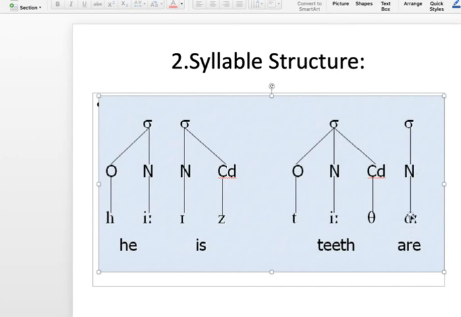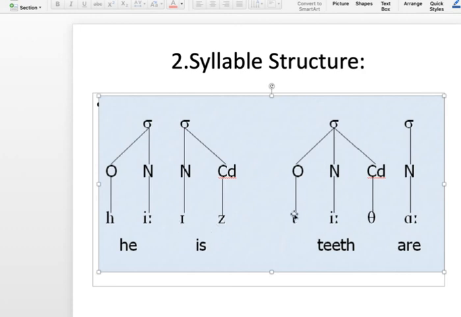So "are". Do we have any onset? No. Do we have any coda? No. We have only nucleus. Right? So what will be the structure of the first syllable, "he"? CV. There is no last consonant C. So its structure would be CV. And what will be the structure of this one, "is"? Yes, please try. VC. Good. VC. There is no consonant sound before the vowel. So the structure is VC in "is".